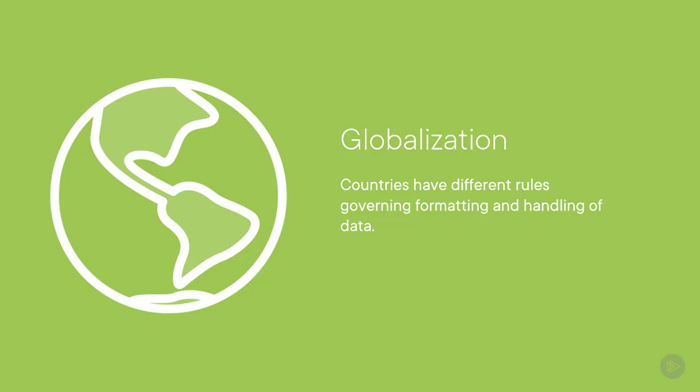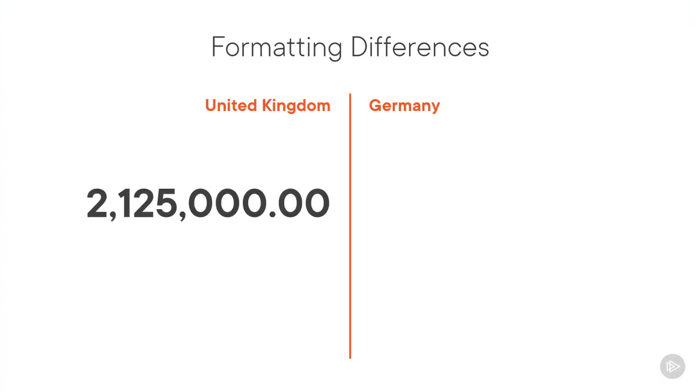Countries have different rules which govern the formatting and handling of data, such as strings, numbers, dates, and currencies. For example, in the United States, the currency is US dollars, and any currency data may include a $ before the value. In the UK, we use a comma as the thousands separator in written numbers greater than or equal to 1000, with the comma appearing after every 3 digits, as read from the right.